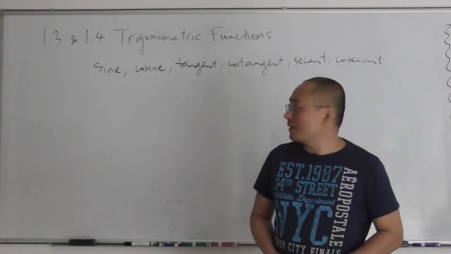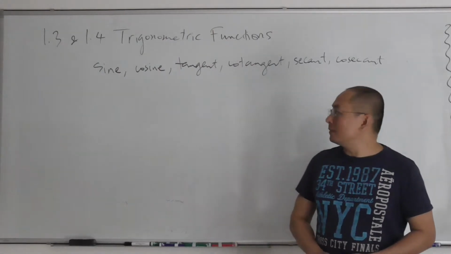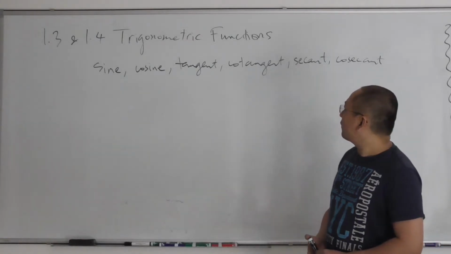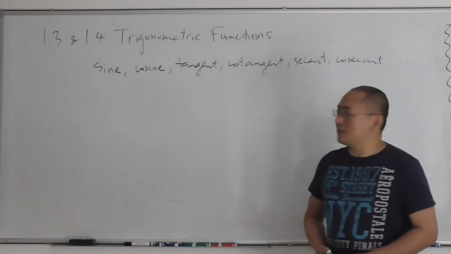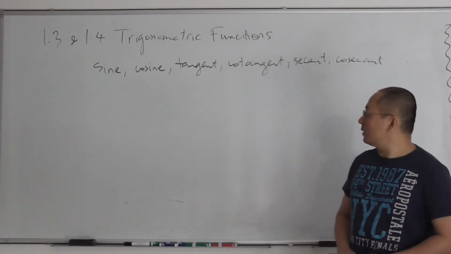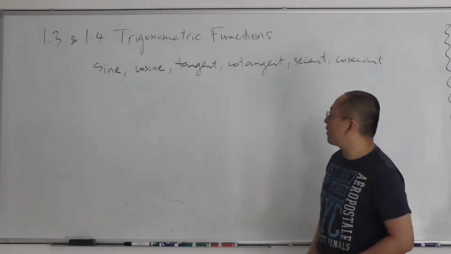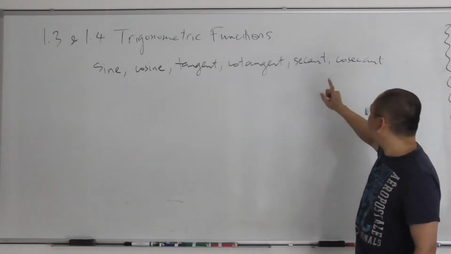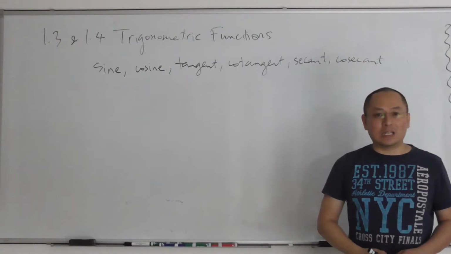Hello everyone. In this second video clip, I'm going to introduce to you some basic trig functions. It is sections 1.3 and 1.4 in our textbook. The 6 basic trig functions are sine, cosine, tangent, cotangent, secant, and cosecant.